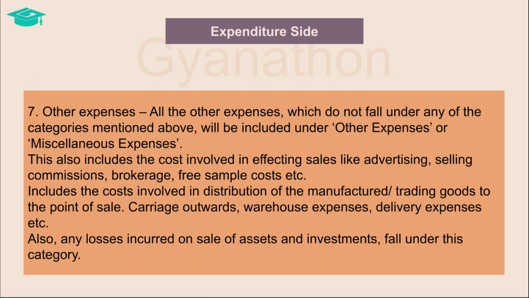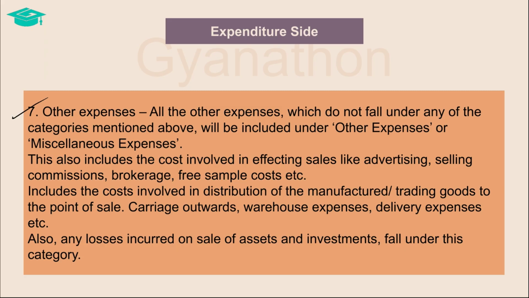The last item under expenditure is other expenses. We discussed the various types of expenditures in the first 6 categories under the expenditure side. All the other expenses which do not fall under any of those 6 categories are included within the other expenses or the miscellaneous expenses. So first you have to check if a given expense falls under the first 6 categories. If it doesn't fit in any of those categories, then it should be included in the miscellaneous expenses.